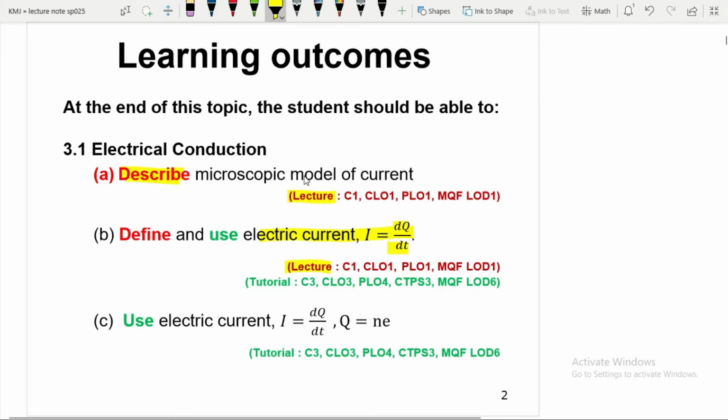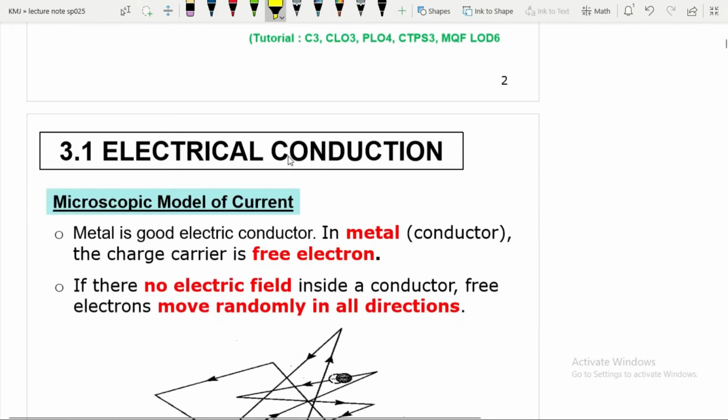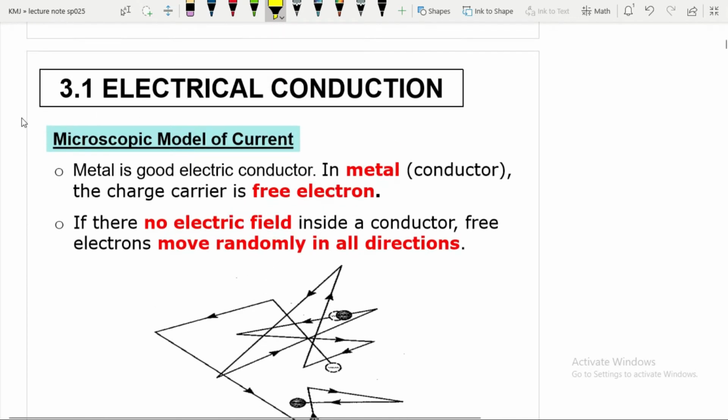So I'm going to introduce you to the microscopic model of current. Okay, so what is the microscopic model of current? First, it will explain what current is and how current is moving inside a metal. Alright, so we start with metal being a good electric conductor. In metal, the charge carrier is the free electron. So in any conductor, the charge carrier is a free electron.